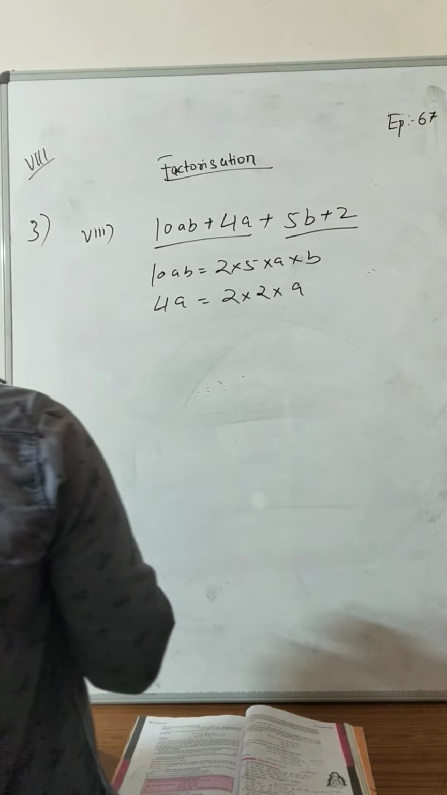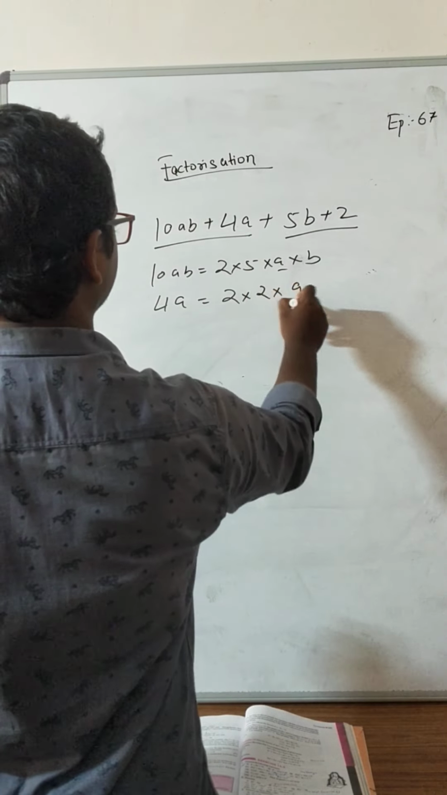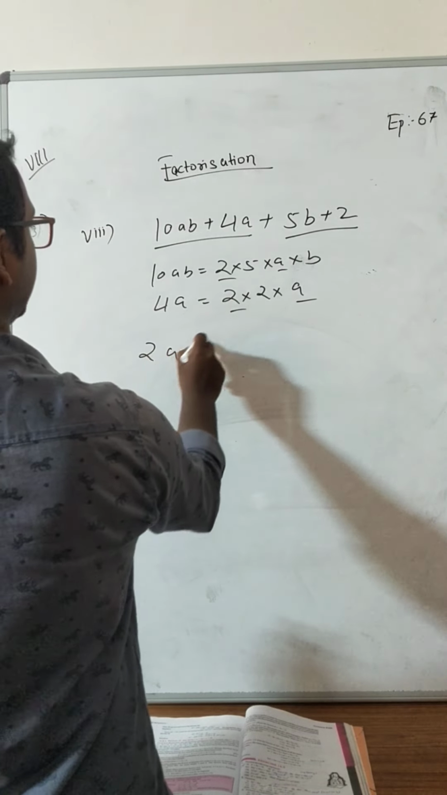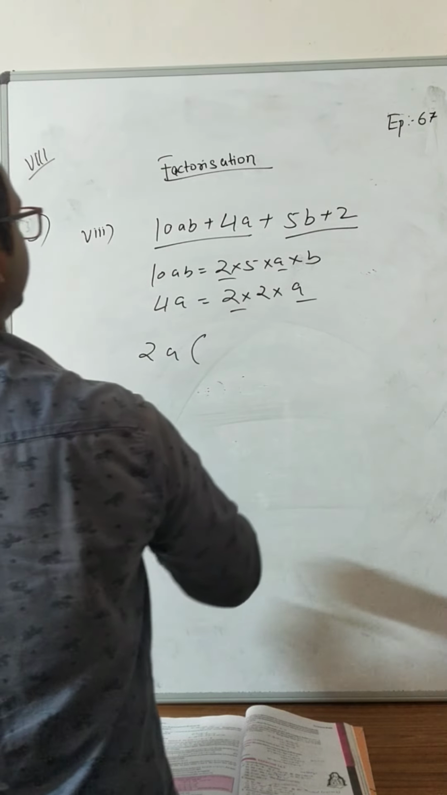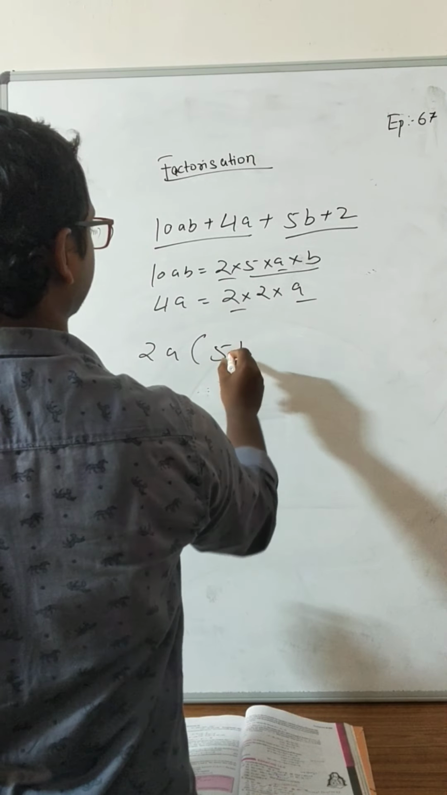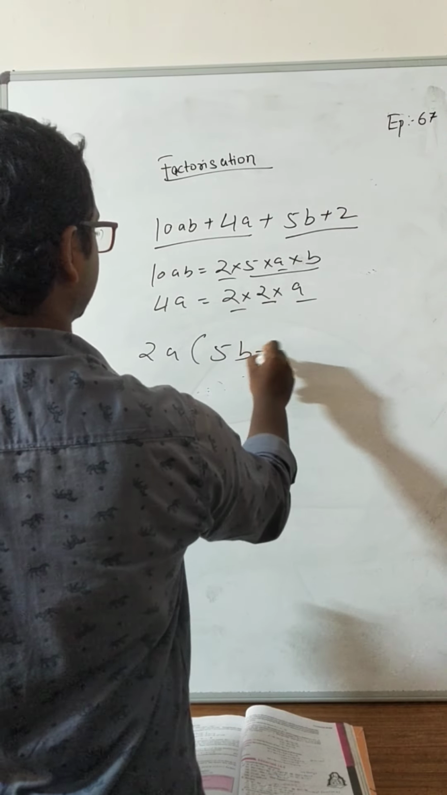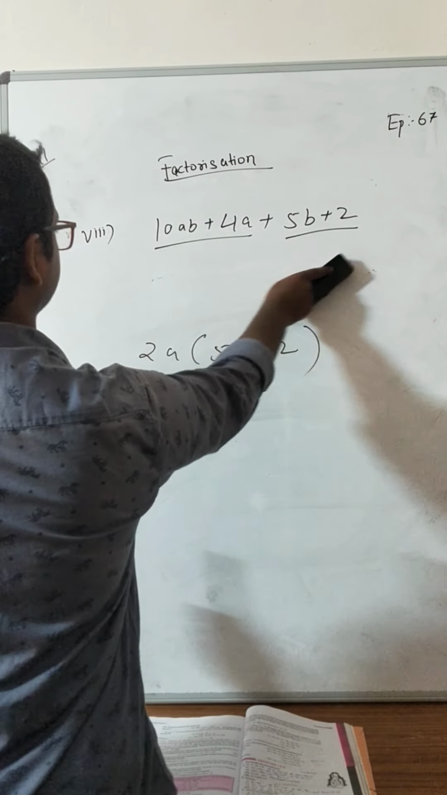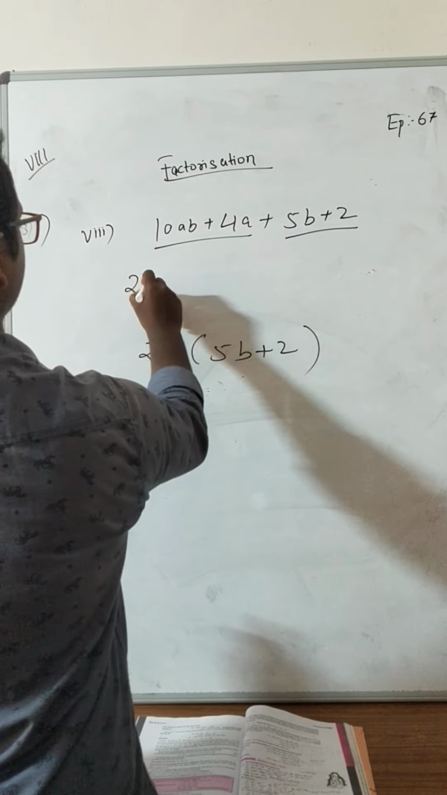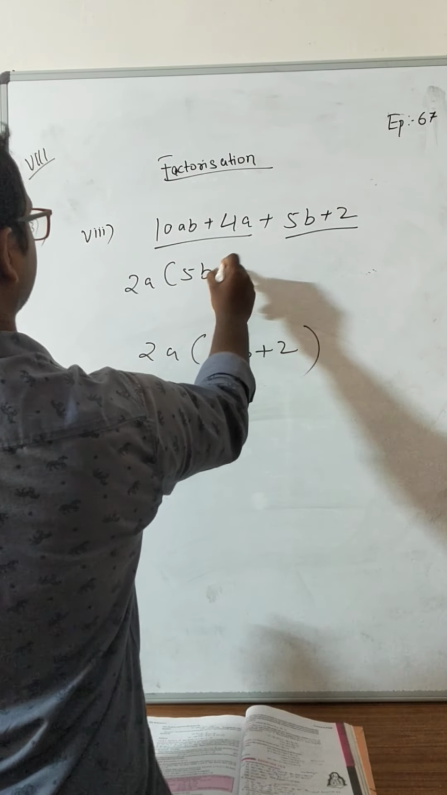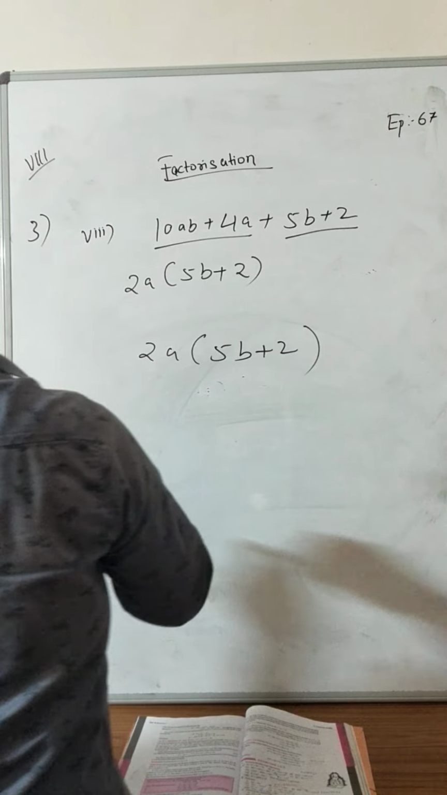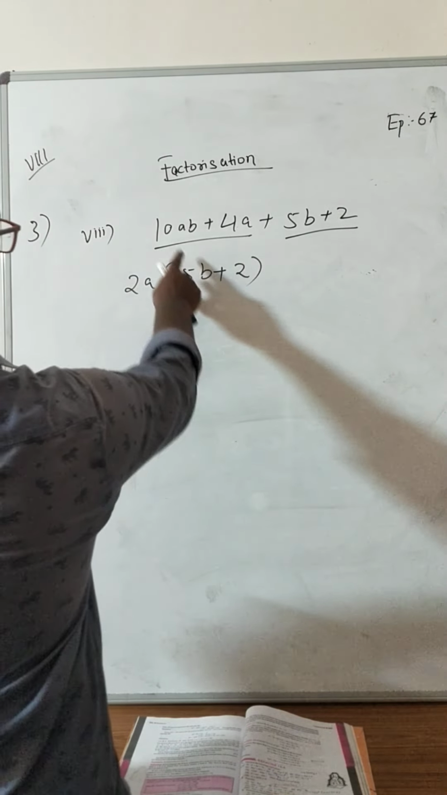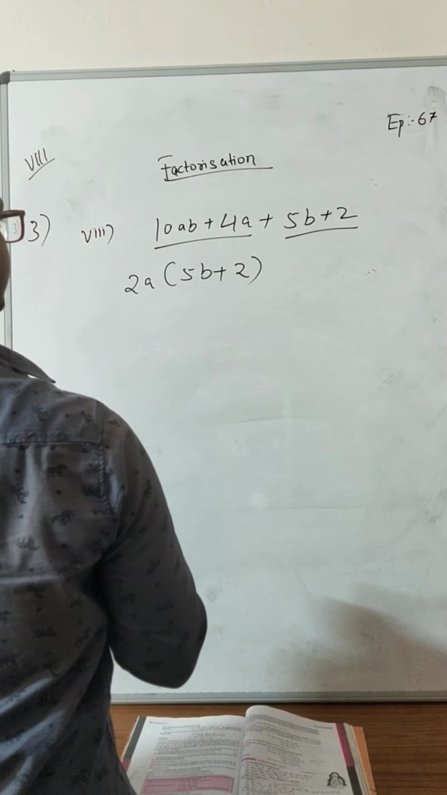Okay, now what all can we take common? A we can take as common. 2 and 2 we can take as common. So we will get 2a. When we take 2a as common, we will be left with 5 and b, 5b. Here we will be left with only 2 plus 2. So when I take 2a as common, I will have 5b plus 2. 2a into 5, 10ab, 2a into 2, 4a.